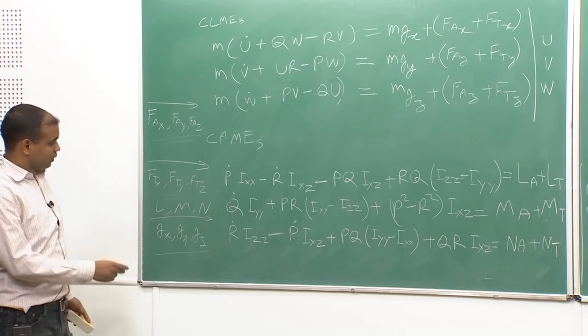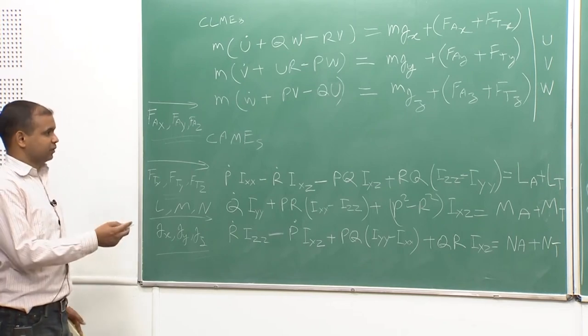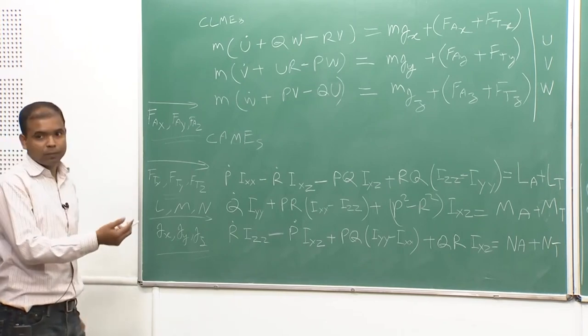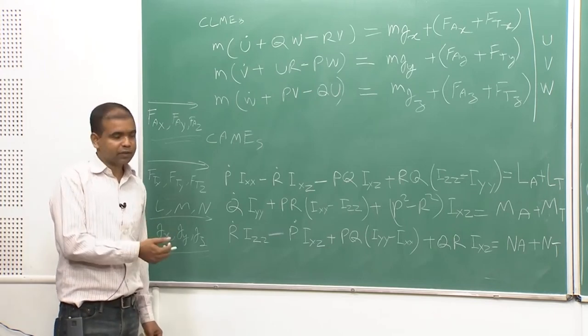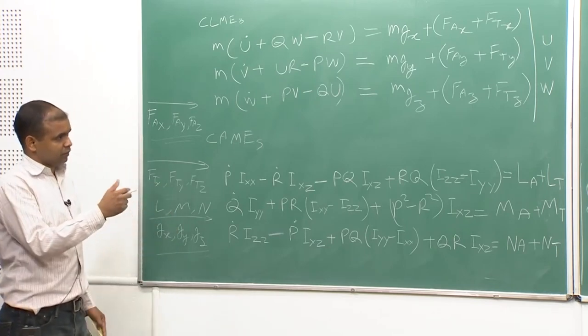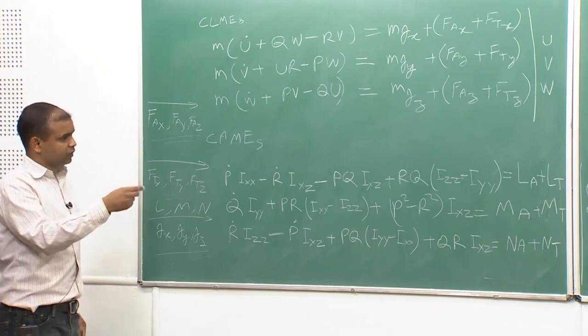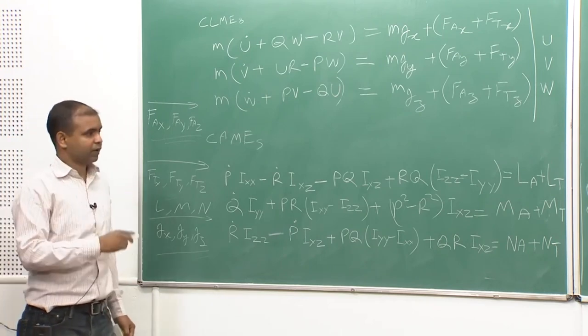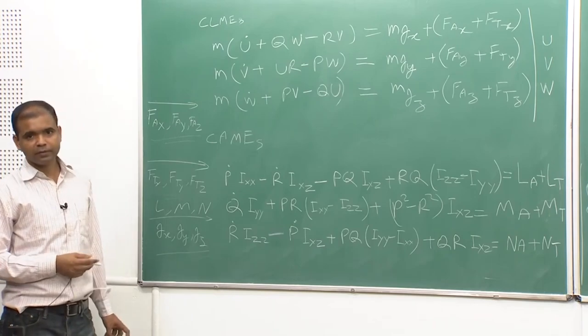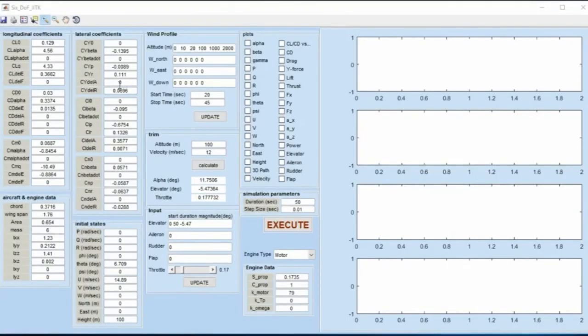And for the next iteration, whatever new values you have got will work as the initial condition, and you will get the values after 2 delta t. And similarly, if you keep iterating, you will get a continuous path of the aircraft, that is our trajectory. We have developed a graphical user interface for the 6 degree of freedom simulation.